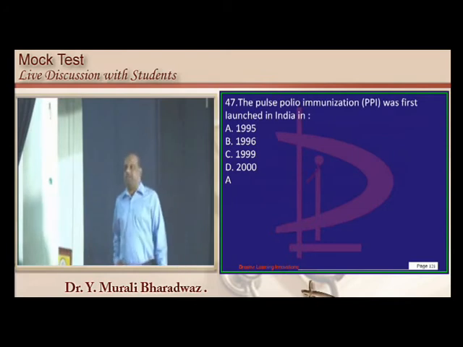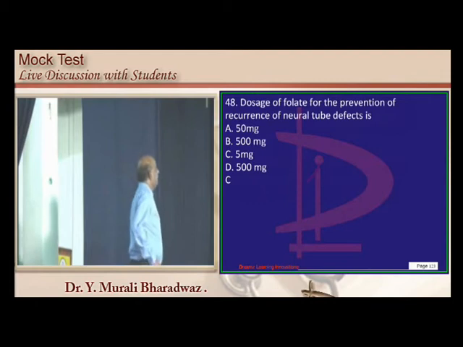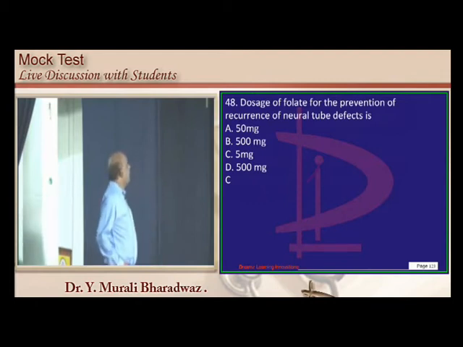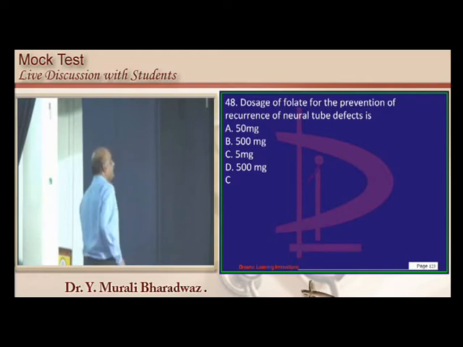In 1995 we launched, under a WHO initiative, the pulse polio immunization program. It is 4 to 5 milligrams that we give of folic acid.